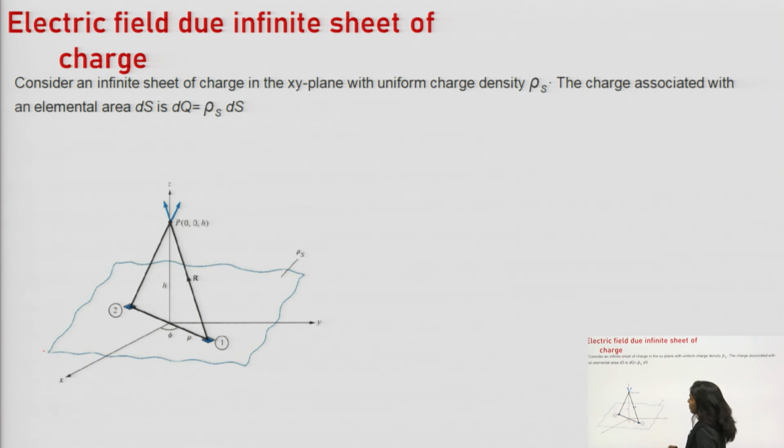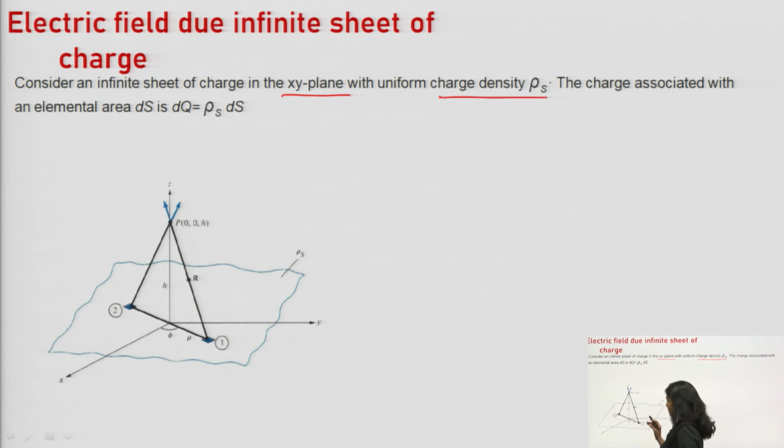Here, one infinite sheet of charge is placed on the xy plane, and the point of interest where we need to find the electric field is given at P = (0, 0, h). Consider an infinite sheet of charge in the xy plane with uniform charge density rho s. The charge associated with the element dS is rho s dS.